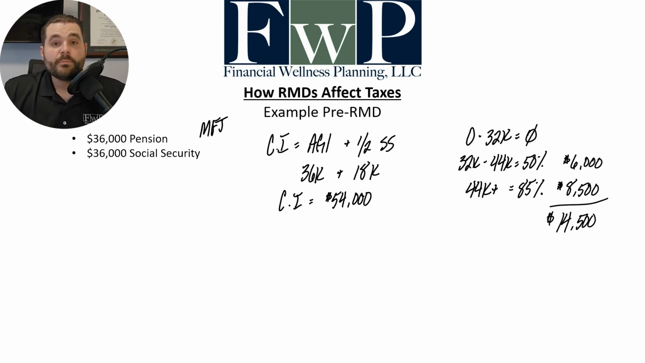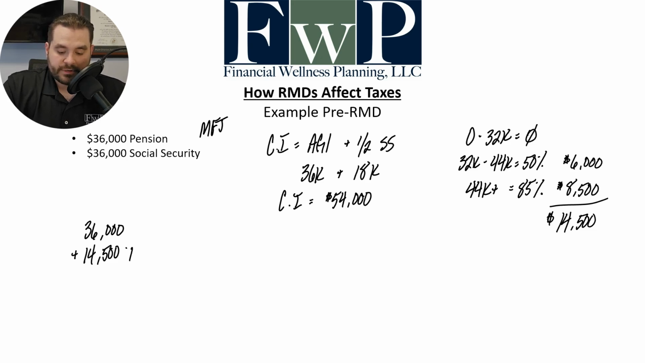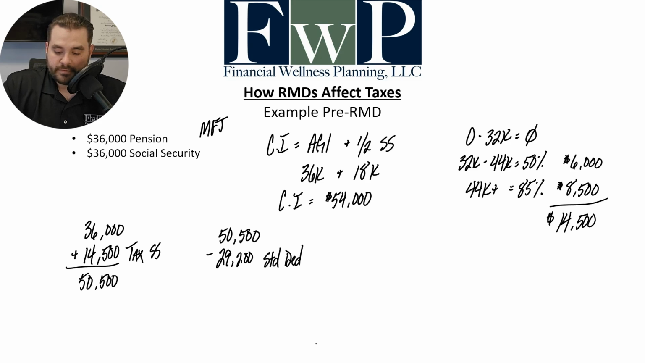Now that we know how much of their Social Security benefit could be subject to taxes, we're going to figure out what their federal tax bill will be. So they have the $36,000 that they receive from their pension. We're going to add to that the $14,500 of taxable Social Security. Their taxable income in this case is $50,500. We take the $50,500, subtract from that the $29,200 for the standard deduction.